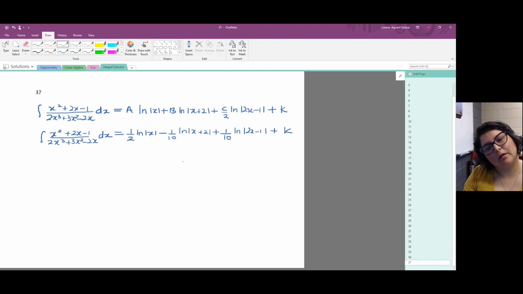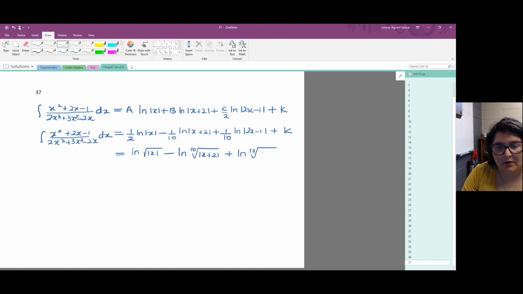and then we can take those powers to the inside of ln. We have the square root of the absolute value of x, minus the ln of, in this case, the 10th root of the absolute value of x plus 2, and then the ln of the 10th root of the absolute value of 2x minus 1, then plus k.